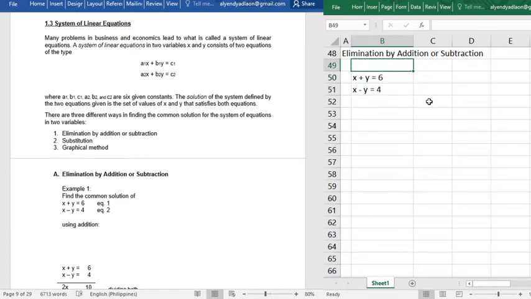Now how are we going to add these equations? Take note class that our goal here is to leave one variable after we add or subtract these equations. So there must be one variable that will be eliminated. For these equations, we have x plus x, that is 2x. Positive y and negative y, that is 0. So therefore, y here is already cancelled. 6 plus 4, that is 10. And we get 2x equals 10.